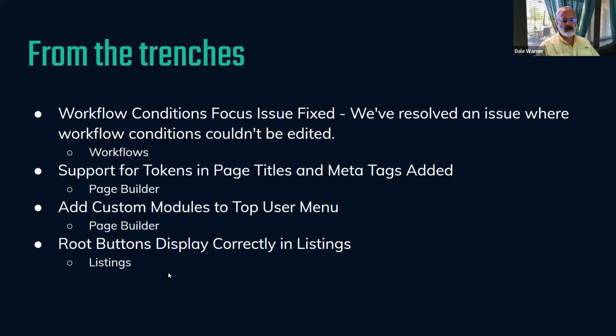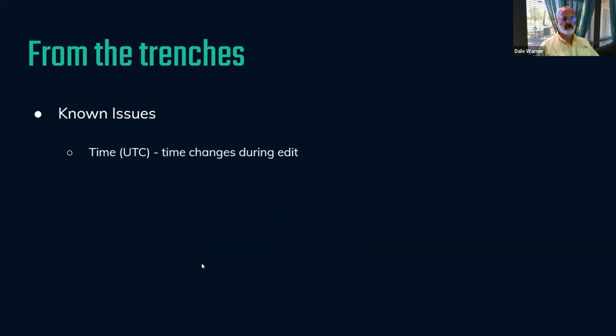And then in listings, sometimes it was showing, instead of showing buttons at the top of the listing, if you've added buttons to your listing, sometimes it was showing the dot dot dot as if it were a mobile menu instead of realizing that it had enough space to render the buttons. So that issue's been fixed.